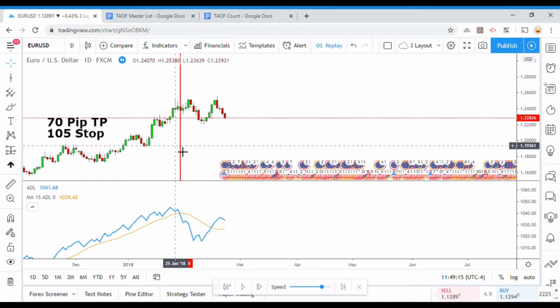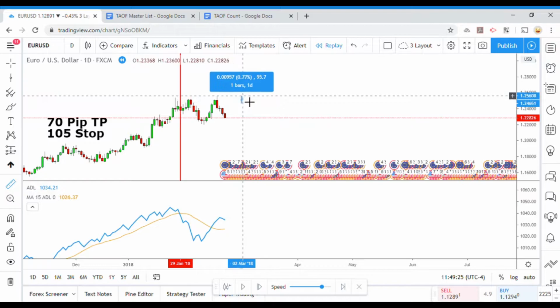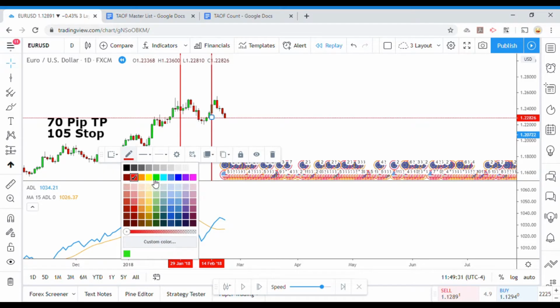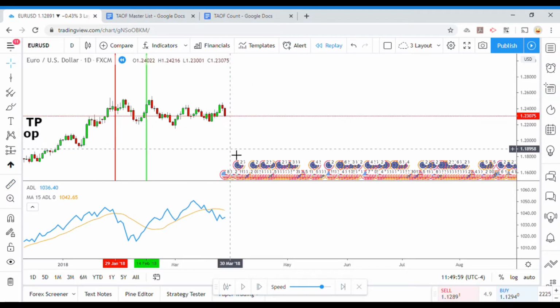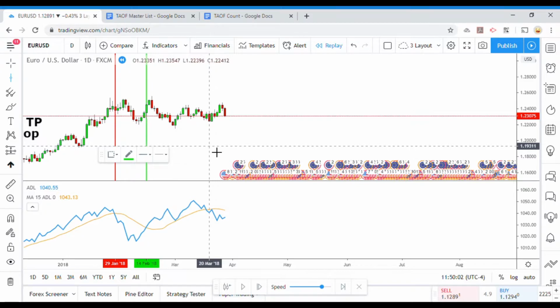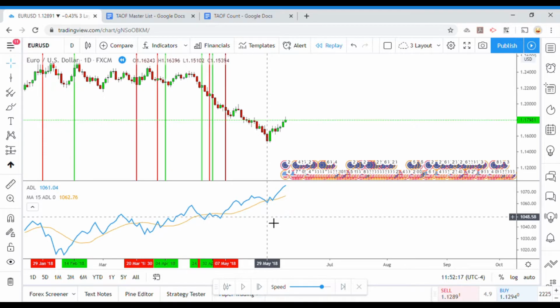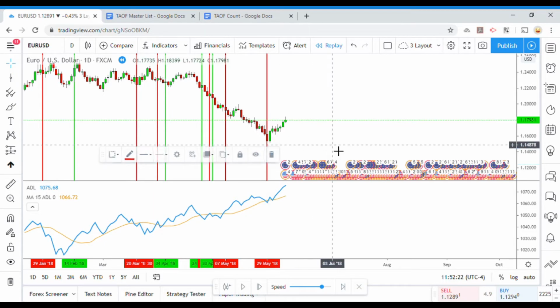Here is the second signal right here, which would have given us our first win. Here is the next signal. Let's see. Looks like we may have gotten stopped out on that one. Also, we did, unfortunately.